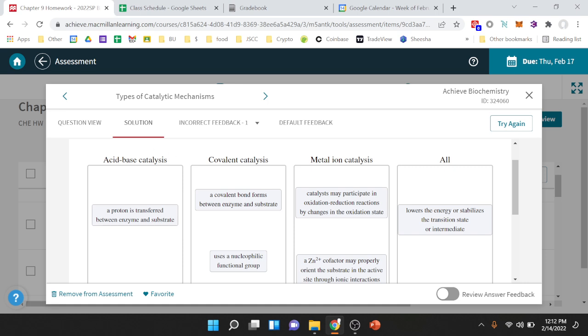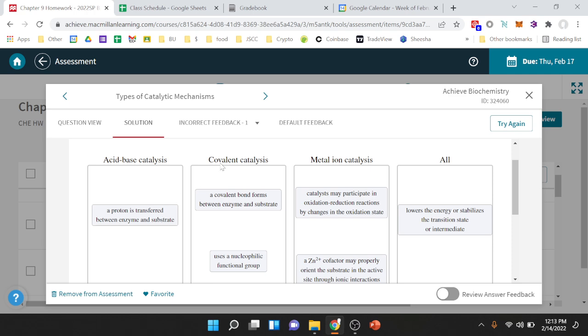Okay, and then we just gotta go down, and really you just need to know what these things mean: acid base, covalent, metal ion. And so acid base, well, what does an acid base reaction do? It's going to involve the transfer of a proton. And so a proton is transferred between enzyme and substrate. Literally what an acid-base reaction is: protons transfer between substrate and enzyme. Fair enough? Anybody have any issues there?